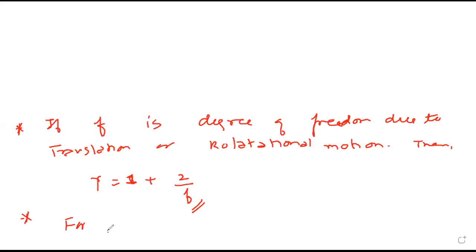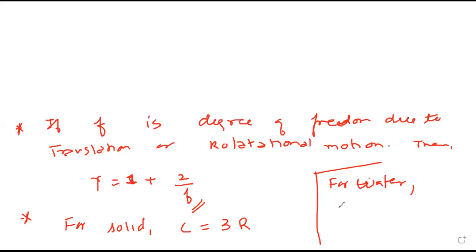For solids, specific heat is 3R. For water, it is equal to 9R, where R means the universal gas constant.